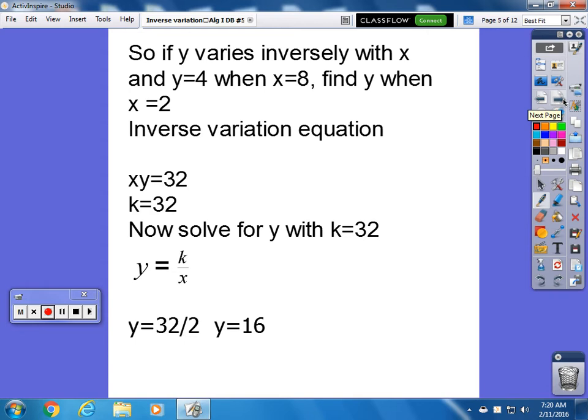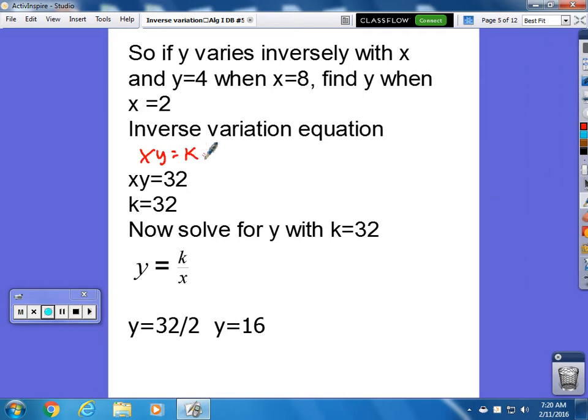So let's do some problems. If y varies inversely with x and y is equal to 4 when x equals 8, find y when x equals 2. So I think the easiest one to use is xy equals k first. They gave us a y, they gave us an x. Let's multiply them and find k. So k is equal to 32. So if they ask you to write that in an equation, then y is equal to 32 divided by x.